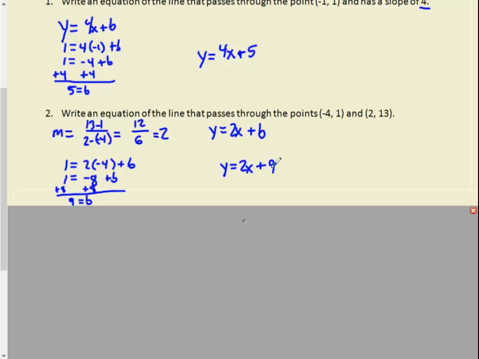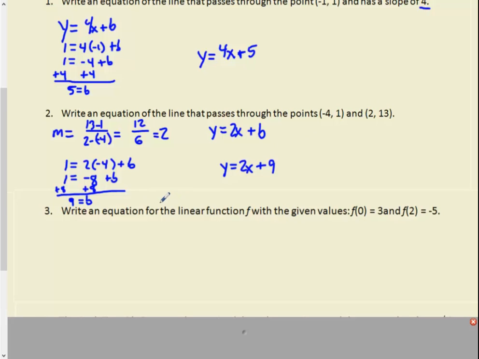And notice that we should be able to use that equation for the other point, the point that we didn't use the values of x and y for. So if we take 2 times 2, that's 4, plus 9 gives us 13. So that checks out.